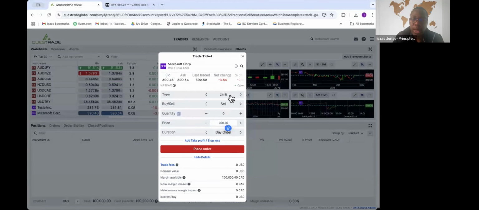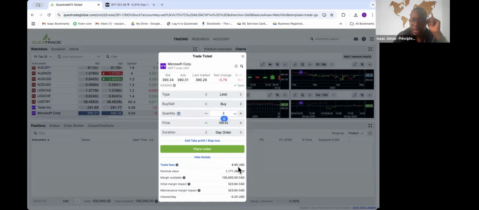So what you do is a limit order. You limit it, let's say you want to buy at $390.50. You click buy, and let's say you have $1,000 and want to buy 3 shares. You will be able to buy 3 shares, but the cost in this case would be 1,191 US dollars, and they would charge you fees of $6.95.